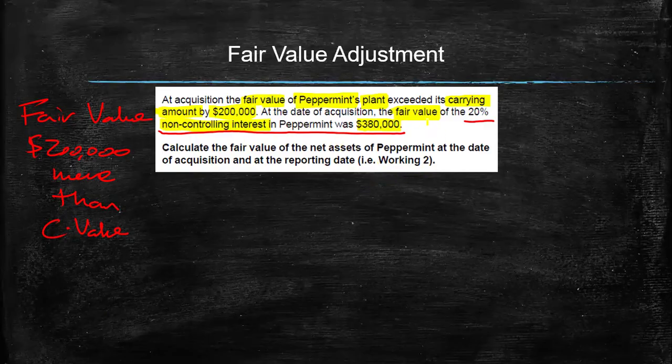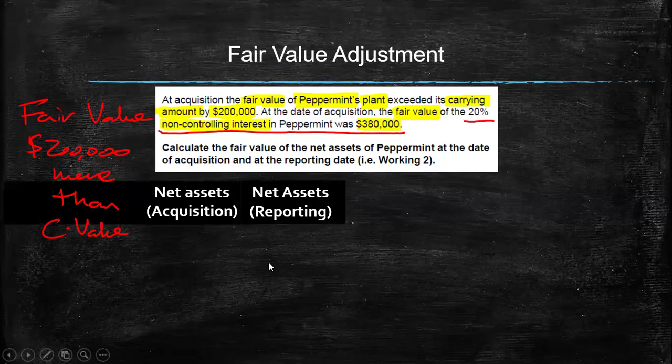So fair value is used in quite a few places in our consolidation scenarios, but in this case, wherever they tell you that the fair value of the subsidiary's assets is slightly higher or slightly lower than the carrying value of the subsidiary's assets, you have to adjust for this, and you will adjust for this in working 2.